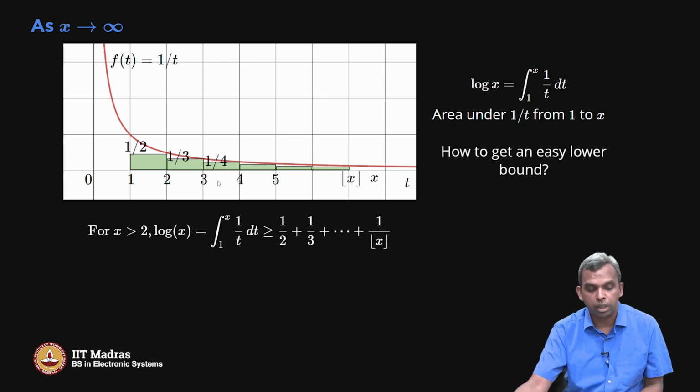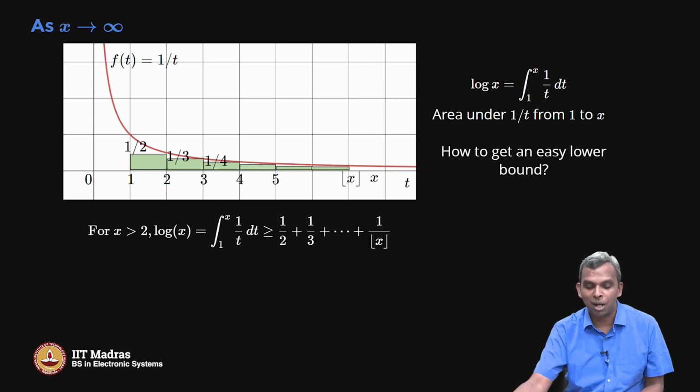Okay, so I will go 1, 2, 3 all the way till floor x, and I will forever be doing 1 by 4, 1 by 5, so on till 1 by x. Okay, so my log x is greater than or equal to half plus 1 by 3 plus so on till 1 by floor of x.